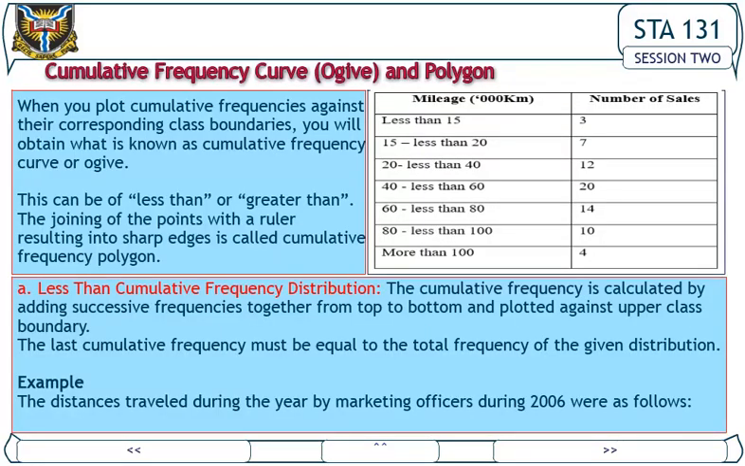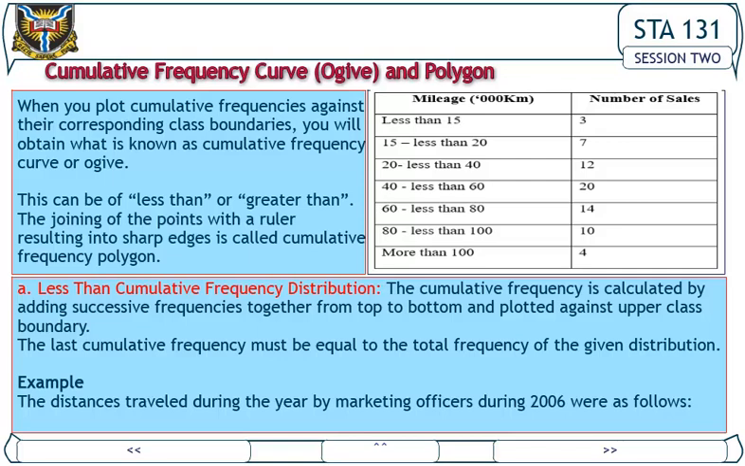and polygon. When you plot cumulative frequencies against their corresponding class boundaries, you will obtain what is known as a cumulative frequency curve or ogive. This can be of less than or greater than. The joining of the points with a ruler resulting in sharp edges is called a cumulative frequency polygon.